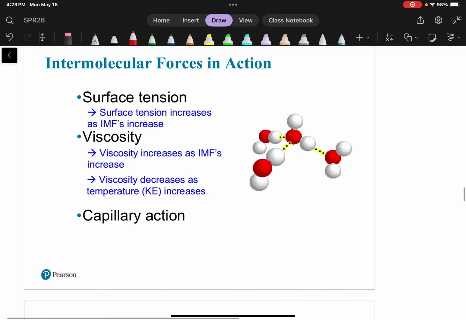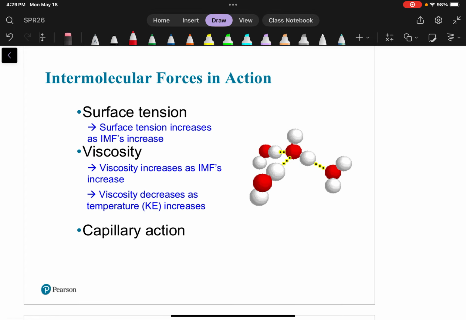All right, so let's summarize. That was quite a bit. So first, we talked about surface tension. We said that increases as intermolecular forces increase. And that can just be the number of intermolecular forces, or it can be the number and type, right? You can have stronger forces. And then viscosity, we said, kind of follows the same trend. It's going to increase as your IMFs increase and decrease as temperature increases.